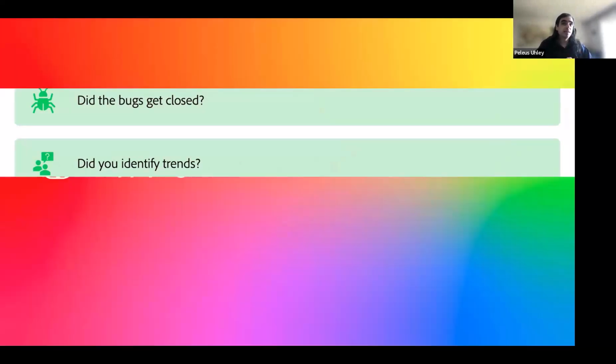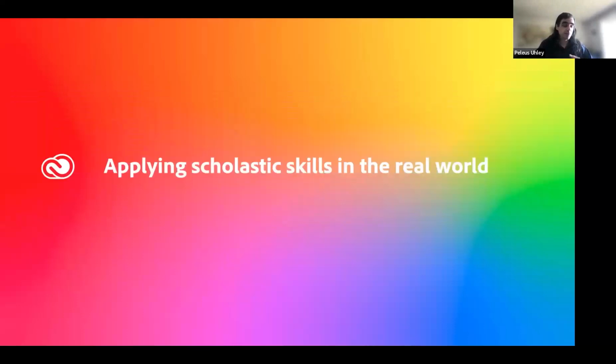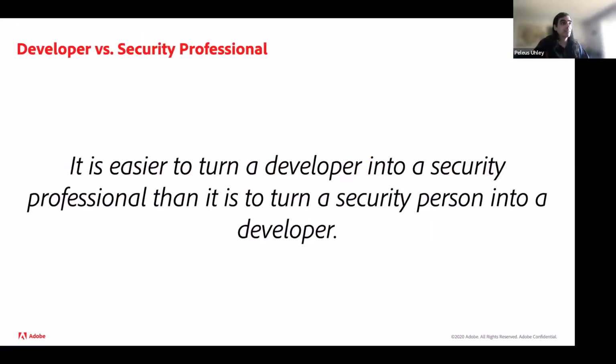And then in terms of applying scholastic skills in the real world, since you're all college students looking to get your first job, there were a lot of skills in this. One of the things that sometimes comes up, especially on the proactive side, not so much on the reactive side or the pen test side, is that it's easier to turn a developer into a security professional than it is to turn a security person into a developer. Part of that reason is your developer skills will help you understand the program and understand the root cause of the problem. You're better at doing analysis, but also you have the ability to build the tools necessary to scale things out. And there was definitely a lot of building involved.